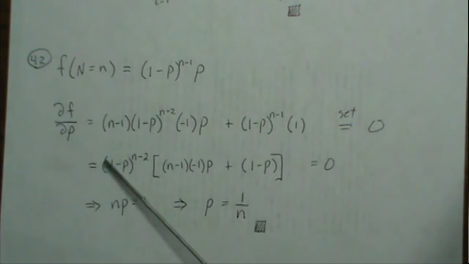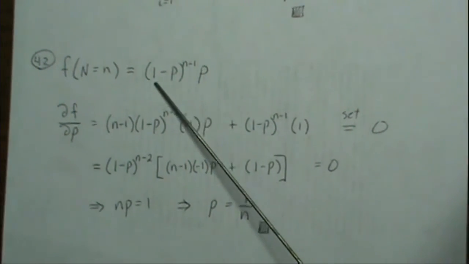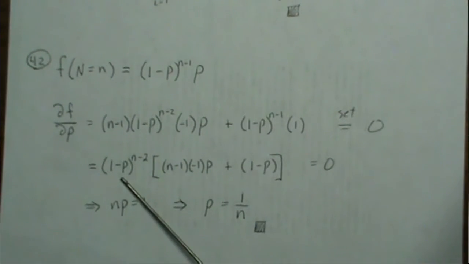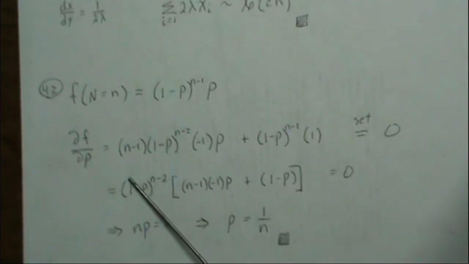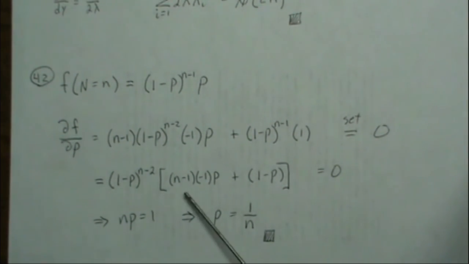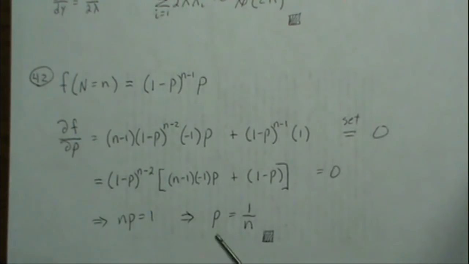If we set this one to 0, it implies that p is equal to 1. That's one possibility, but actually it can't be, because we want some failures in there; the probability of failure would be 0. So this doesn't really make sense. So we set the other factor equal to 0, and it falls out that n times p is 1, which implies p is equal to 1 over n, and that's the maximum likelihood estimator of p.